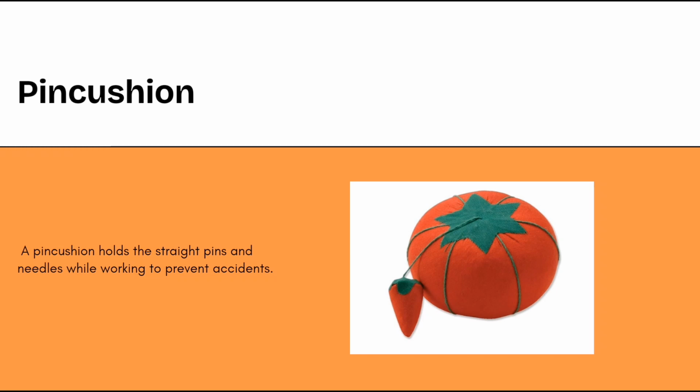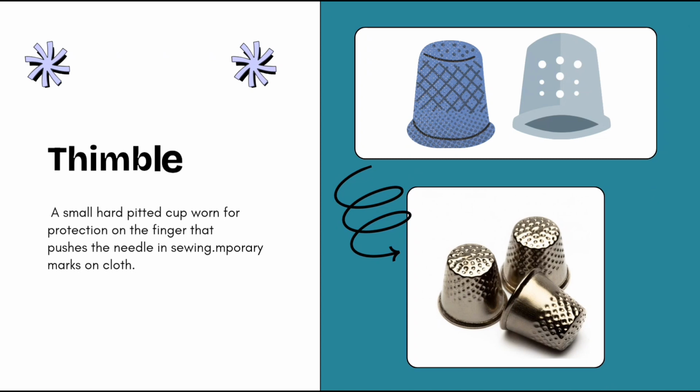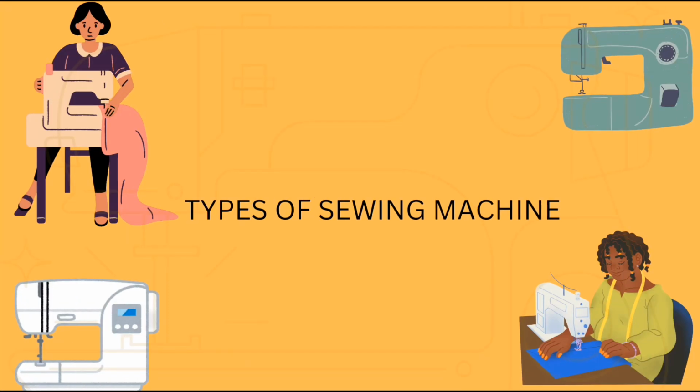So, an example of a pinning tool is a pin cushion. A pin cushion holds the straight pins and needles while working to prevent accidents. So, pin cushions are used to store and organize straight pins and needles in sewing and crafting. The next one is a thimble. A thimble is a small hard cup worn for protection on the finger that pushes the needle in sewing. So now let us proceed to the different types of sewing machine.